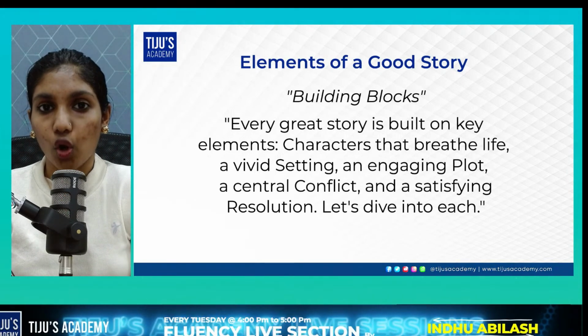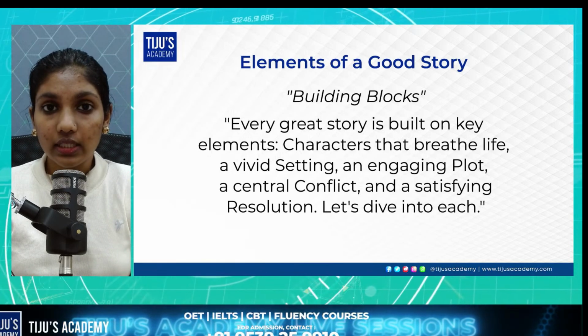Then there is the central conflict. As we already said, there are characters.